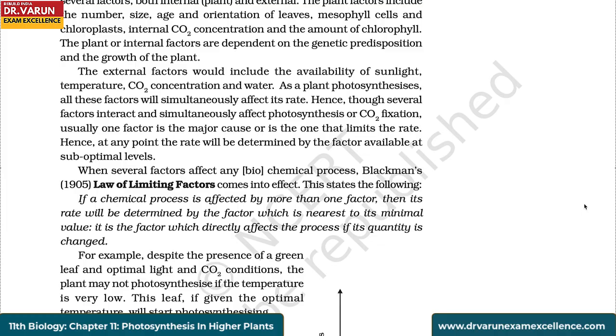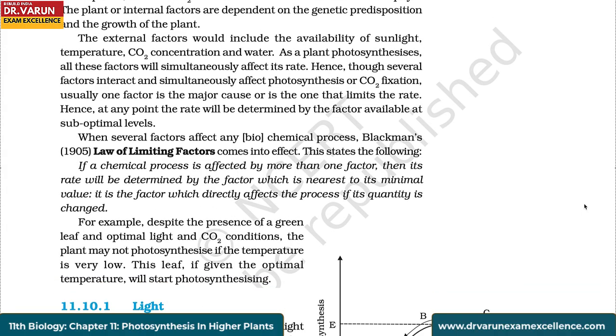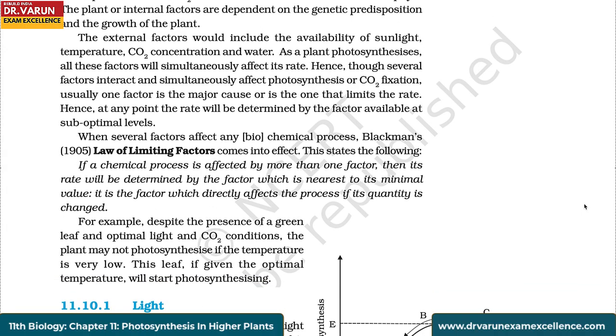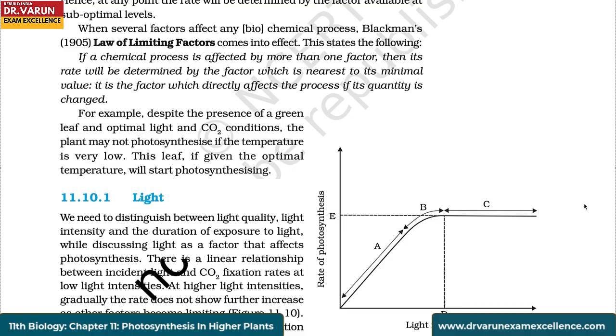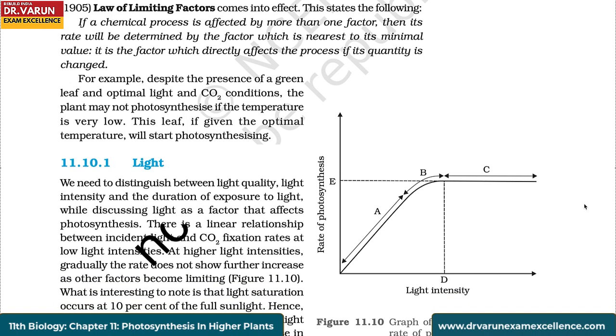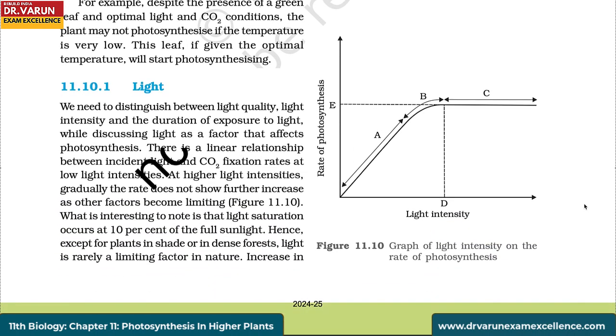When several factors affect any biochemical process, Blackman's law of limiting factors comes into effect. This states the following. If a chemical process is affected by more than one factor, then its rate will be determined by the factor which is nearest to its minimal value. It is the factor which directly affects the process if its quantity is changed. For example, despite the presence of a green leaf and optimal light and carbon dioxide conditions, the plant may not photosynthesize if the temperature is very low. This leaf, if given the optimal temperature, will start photosynthesizing.